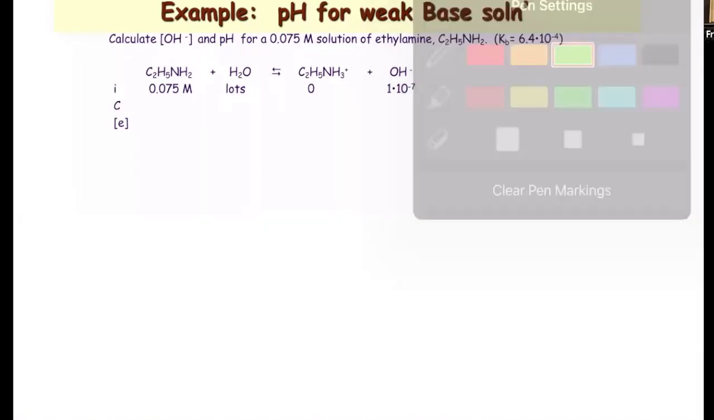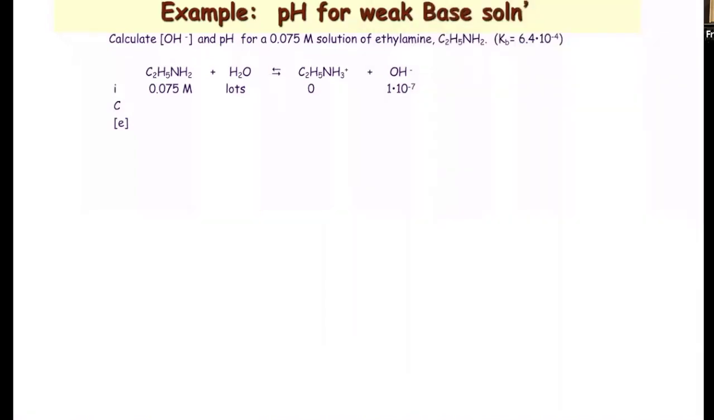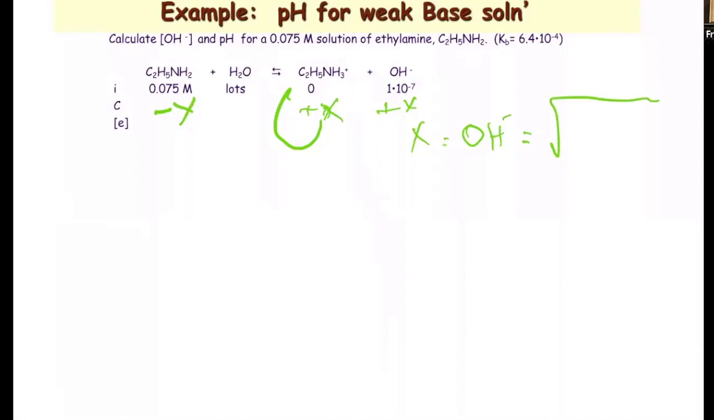And so you can set up the ICE table. I'm going to bypass all that because I've done enough of these problems to know better. Okay. What I'm going to do is I'm going to use this equation. Hydroxide ion, which remember is X, and that's what X is here, minus X plus X plus X. Well, that's my hydroxide ion that you see right here. Well, that's equal to the square root of the Kb times the initial base concentration. And the initial base concentration is 0.075.